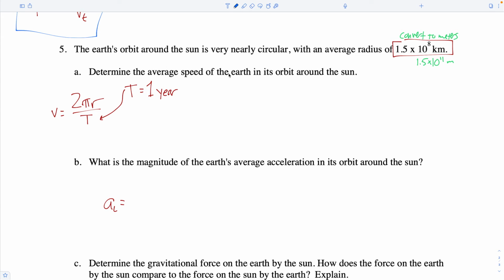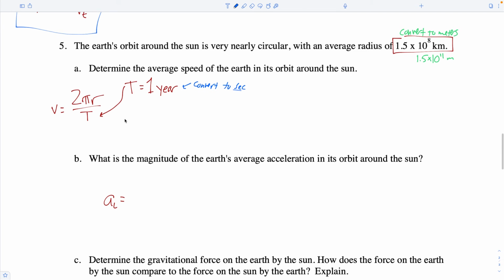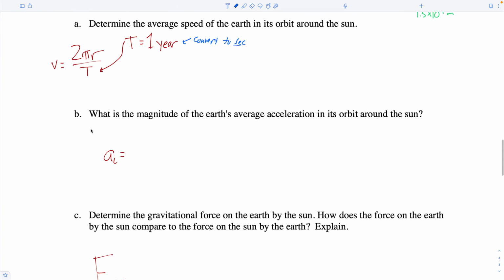Okay, well, you can't just put 1 year there. We need to convert this to seconds. If you don't convert that to seconds, you're not going to get the right answer. Everything needs to be in kilograms, meters, and seconds before you do calculations. You can do this by hand, but just ask Siri or Google to do this for you. Just put 1 year in seconds, and you'll get it. It's faster that way.